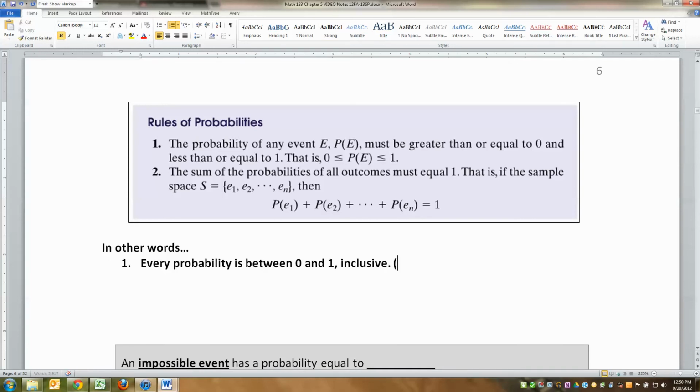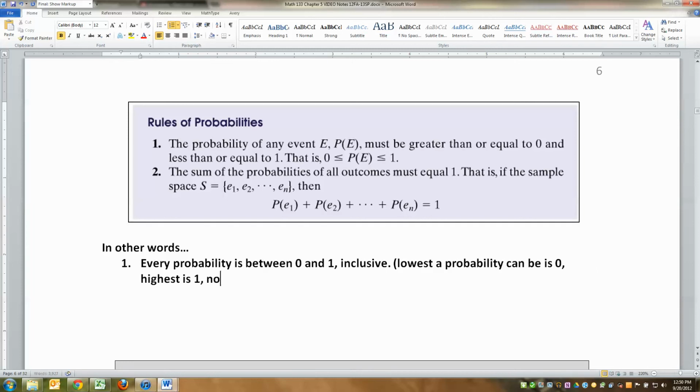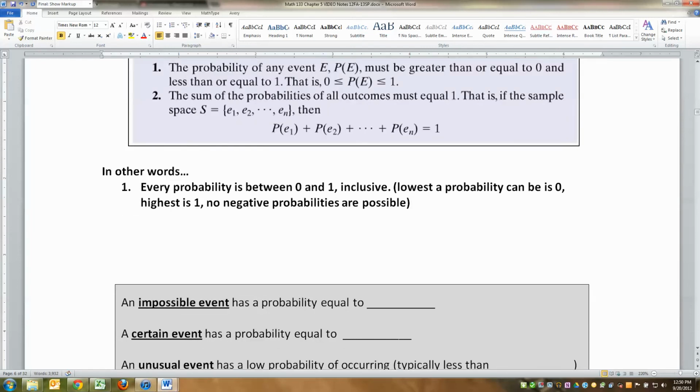What does that mean? It means the lowest a probability can be is 0. The highest is 1. No negative probabilities are possible. You can never, ever, ever have a negative probability. You can never have a probability bigger than 1.